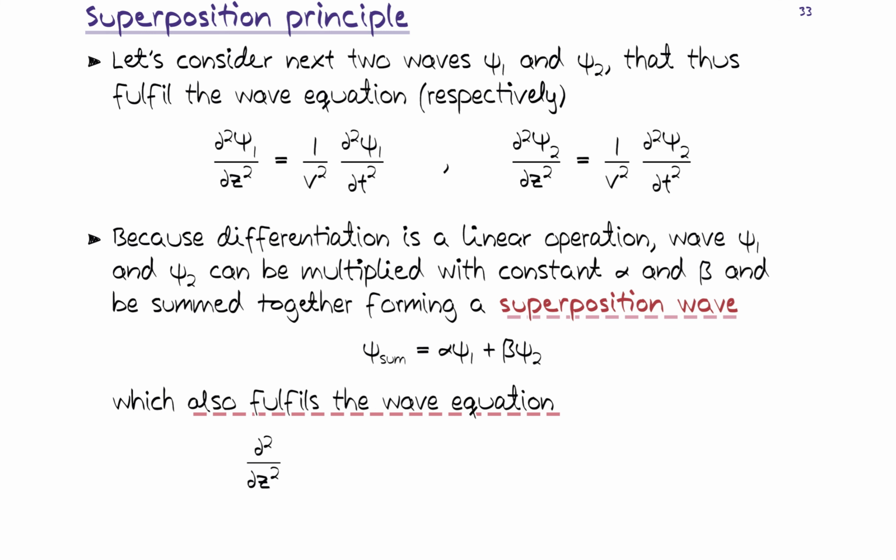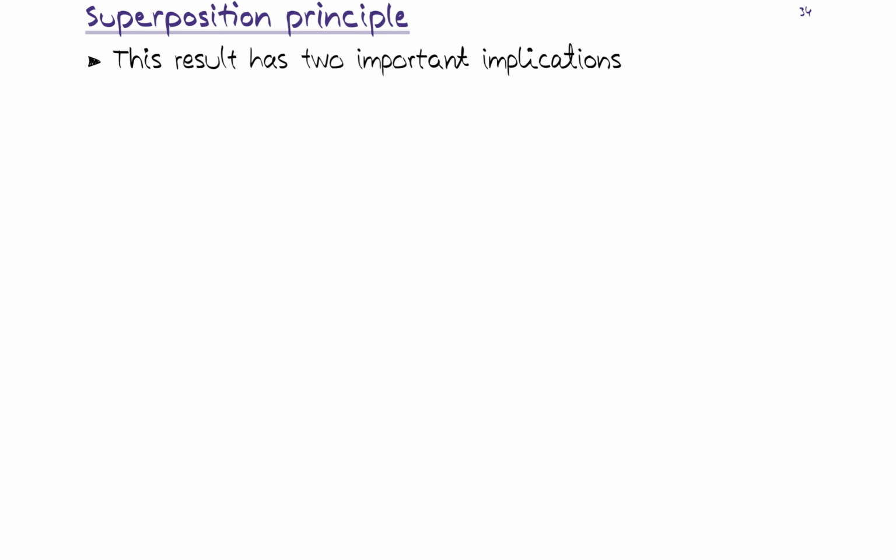Mathematically, this of course means that we can form a similar looking wave equation, but now we just plug in psi sum instead of just psi1 or psi2. And this is what we get out. It doesn't look like much, but this is actually very important. And the reason why it's very important is that there are two very strong implications that arise from this piece of mathematics.